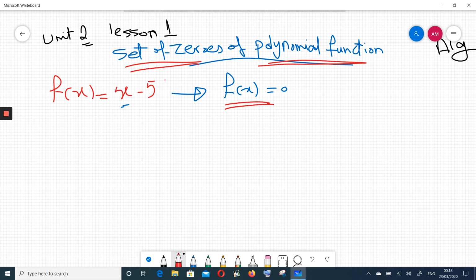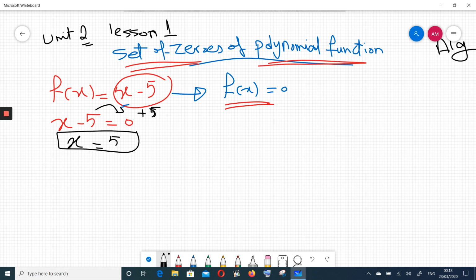So, this rule, x minus 5, we make it equal 0. As we did before, this is negative 5, we take it to the other side to be positive 5. So x is going to be 5. Now, if we replace x and we put 5, then this function is going to be equal 0.